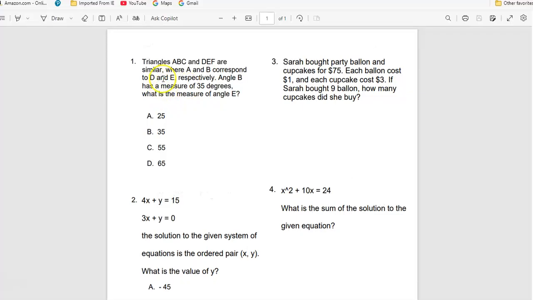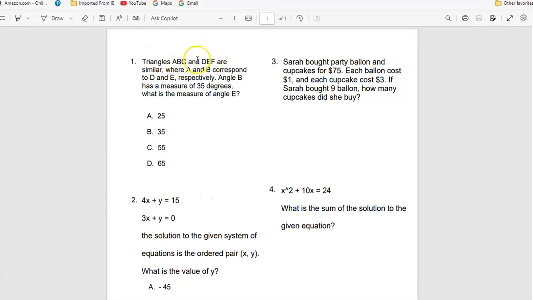For the first one, triangles ABC and DEF are similar, where A and B correspond to D and E respectively. Angle B has a measure of 35 degrees. What is the measure of angle E? What is the corresponding angle to angle B? The corresponding angle to angle B is angle E.